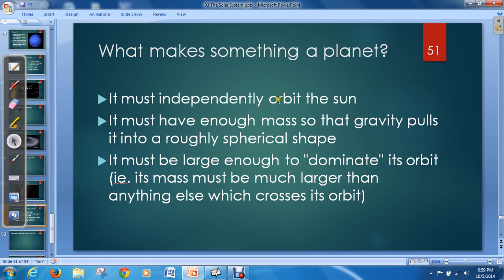So Earth's a planet because it independently orbits the sun. Pluto also does this. It also independently orbits the sun. It's not a moon, it's something else.